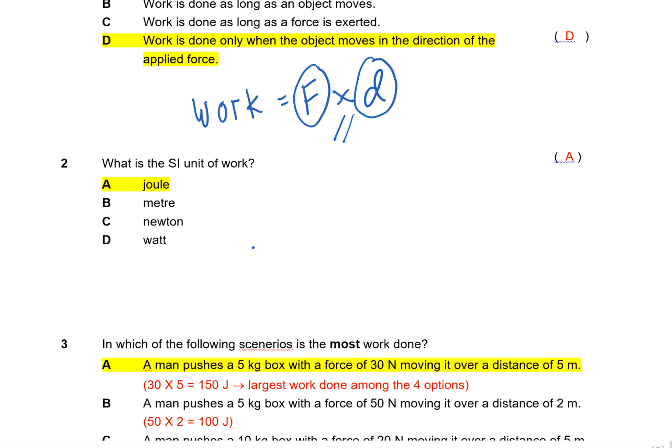Question 2, for SI unit, please do remember that it is in joules. And of course, remember just now we said that if you want to do work, you must have energy. So that's why joules is also the same unit for energy. So if you want to do 1 joule of work, you must have 1 joule of energy.